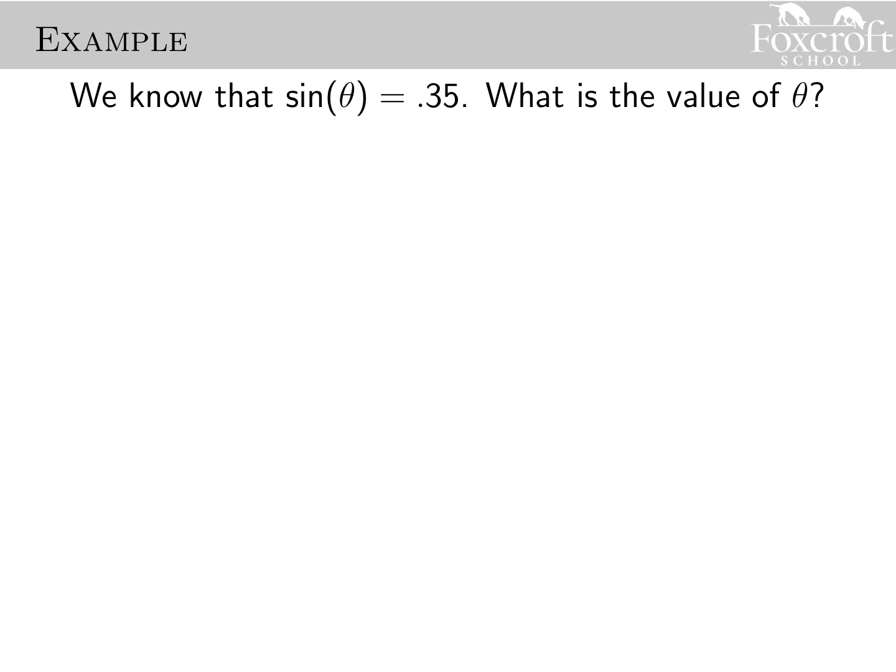So let's do an example together now. We know that sine of theta equals 0.35. What is the value of the angle theta? This is just going to be a straight application of our inverse. If sine of theta equals 0.35, we can switch these two things. And in order to do that, we just change from the original function to the inverse function.